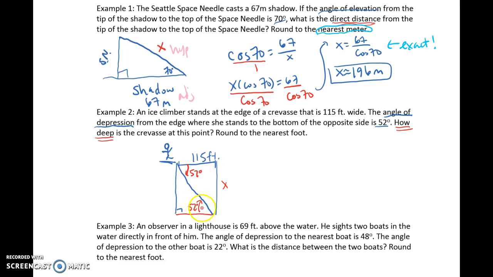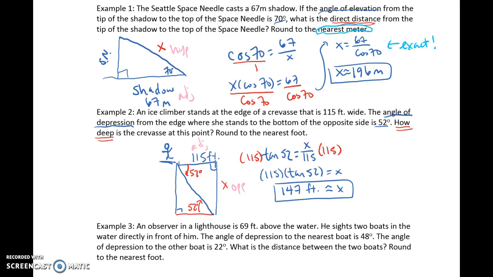So then we want to look at what we have and think about your SOHCAHTOA. So what do you think we're going to do? Well, hopefully we saw we're looking for the opposite side. We know the 115, which is the adjacent side. So opposite and adjacent should give me tangent. So tangent of 52 equals x over 115. And then we can go ahead and solve that. And there you go, making sure we round to the nearest foot, which is again the nearest ones position, 147 feet. Remember, it never hurts again to have the exact value.